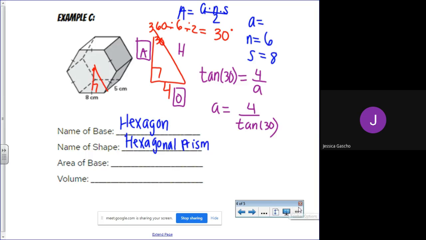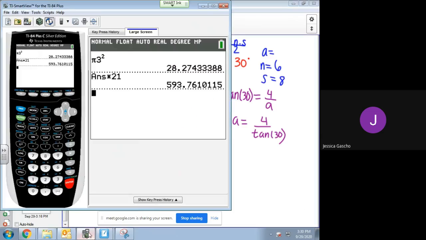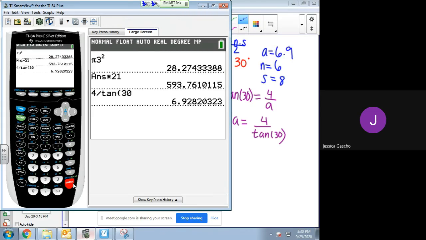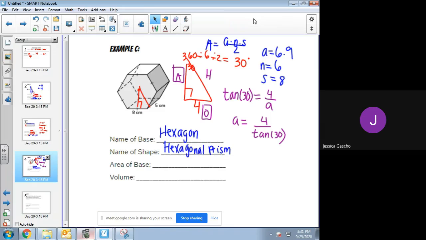In my calculator, 4 divided by tangent 30 is 6.9. So my apothem is 6.9. In order to find the area of that polygon, I need to do 6.9 times 6 sides times a side length of 8 divided by 2. That gives me 165.6 for just the area of the polygon.